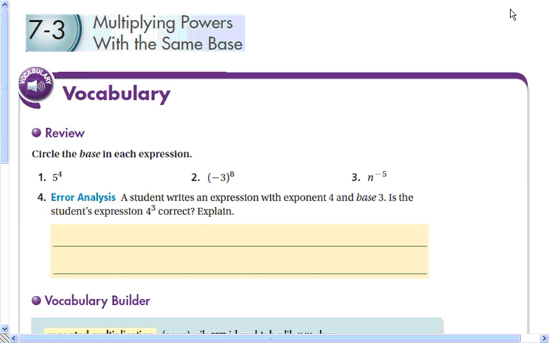Hey class, this is lesson 7.3, multiplying powers with the same base. Our objective here is to learn how to multiply powers with the same base. There will be kind of a rule to follow there. So we'll do this vocab quick.